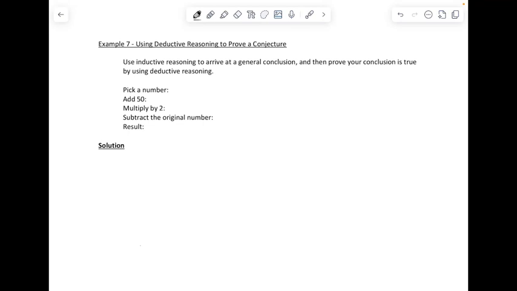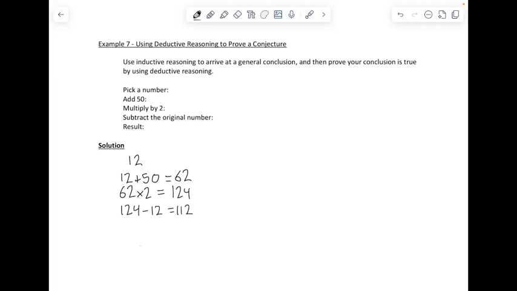So let's start with the number 12. The first step is to add 50. 12 plus 50 is 62. The next step is to multiply by 2. 62 times 2 is equal to 124. The next step is to subtract the original number. 124 minus 12 is equal to 112. So my result is 112.